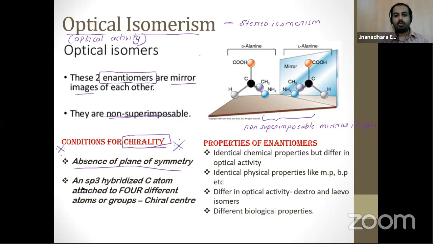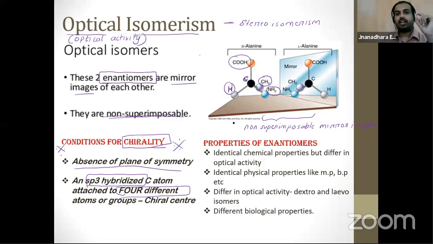And two, watch out, this is important. The compound should contain an sp3 hybridized carbon atom attached to 4 different atoms or groups. All the 4 groups attached must be different. Look at this alanine compound. Central carbon is there. See what groups it is attached to: hydrogen, carboxylic acid COOH, methyl CH3, amine NH2. All 4 groups are different.